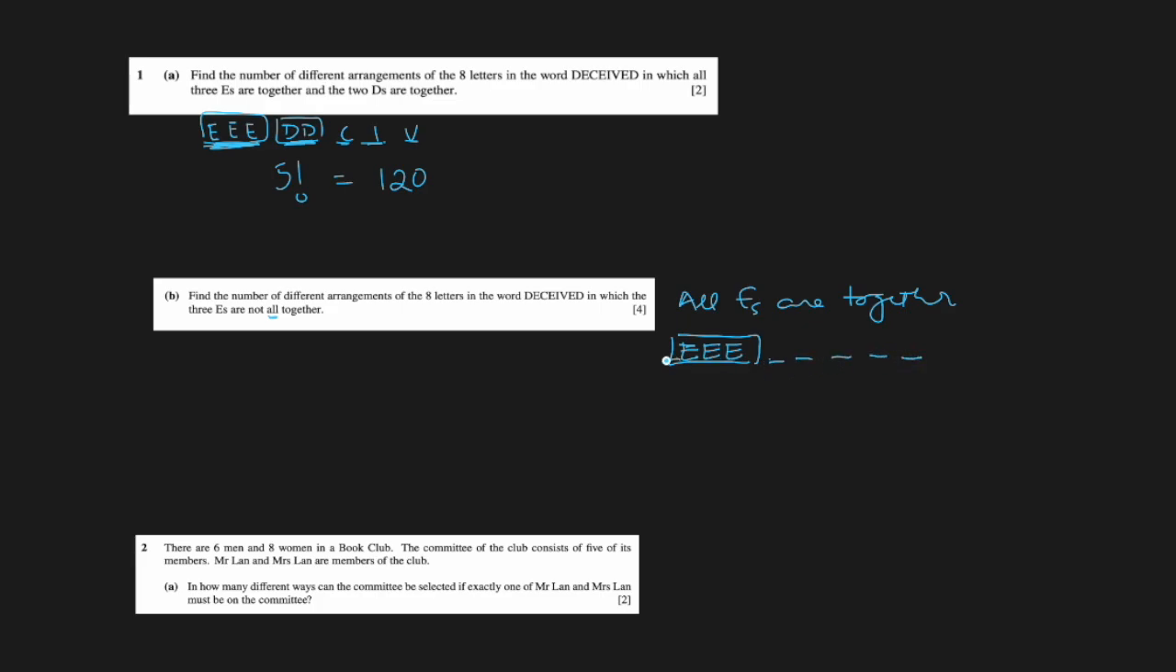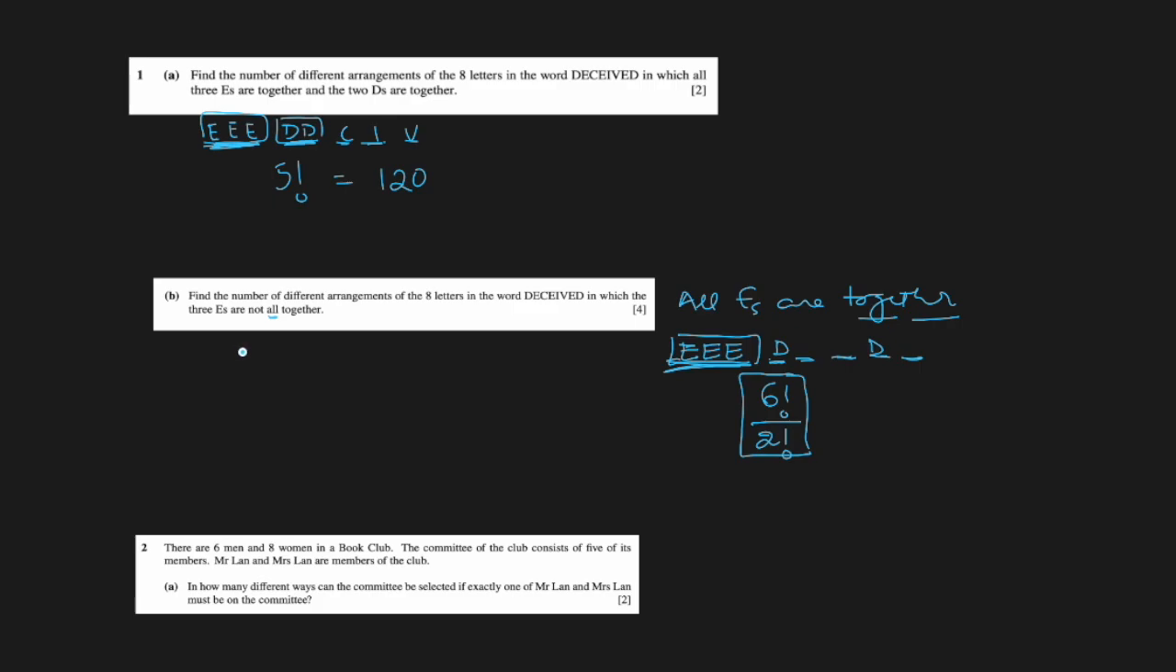How many are they now? 1, 2, 3, 4, 5, 6. They can be arranged in 6 factorial ways, but there are 2 D's somewhere, maybe here and here, right? If they interchange their places, the order will remain the same. So we have to divide by 2 factorial. This is the arrangement if all E's are together. But the question is that all E's are not together. So we'll subtract this situation from the total number of arrangements.